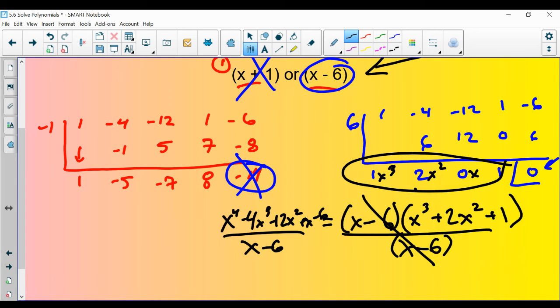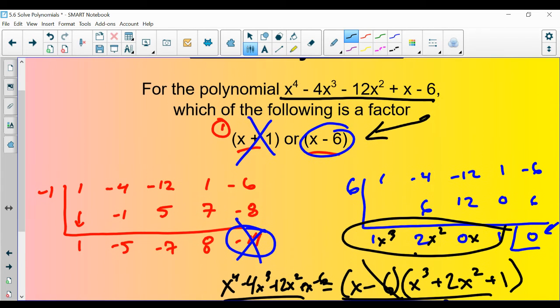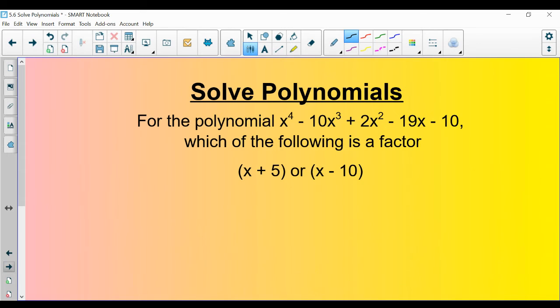So I just really want to take a moment to understand what's happening there. When you divide this by x minus 6 and you get this answer, that's also telling you that this answer times x minus 6 should get you back to where you started. That's how multiplication and division work.